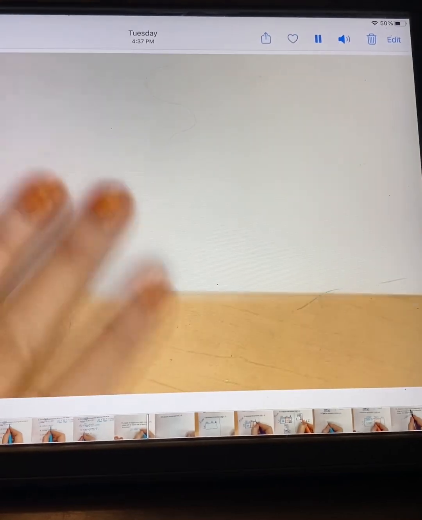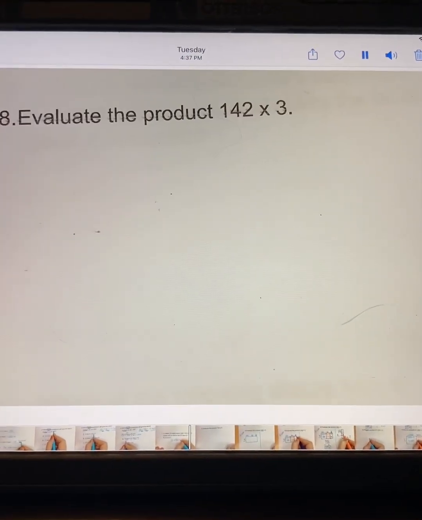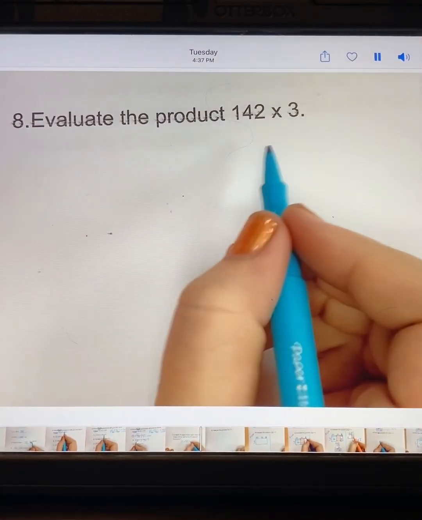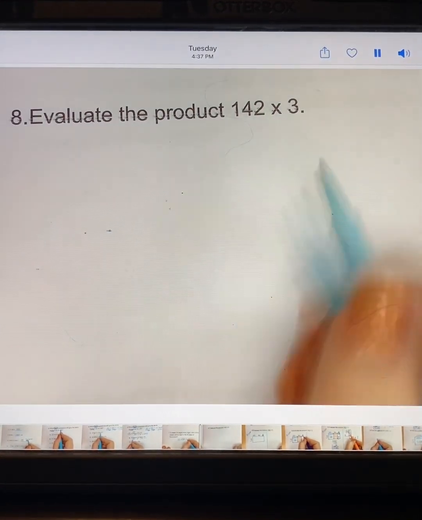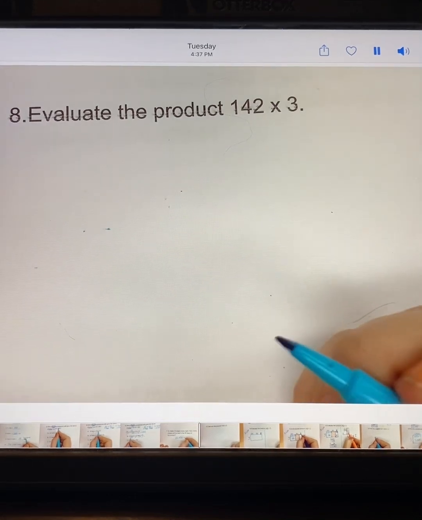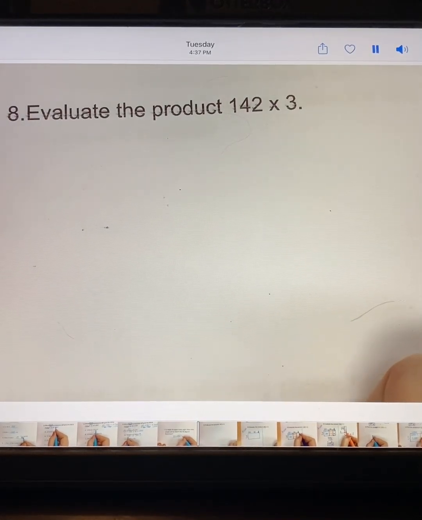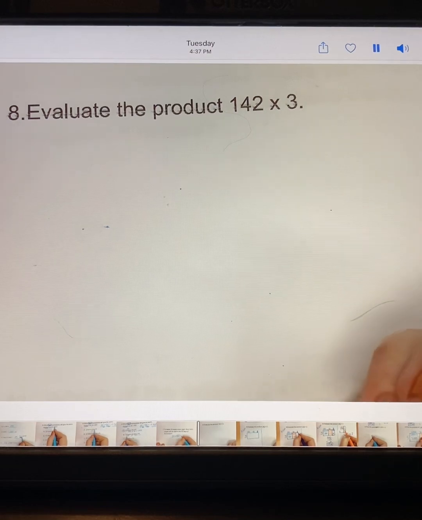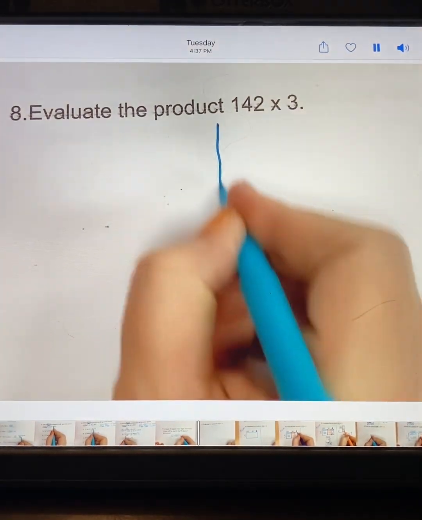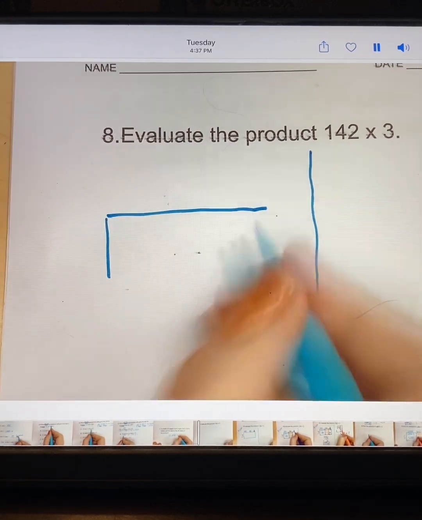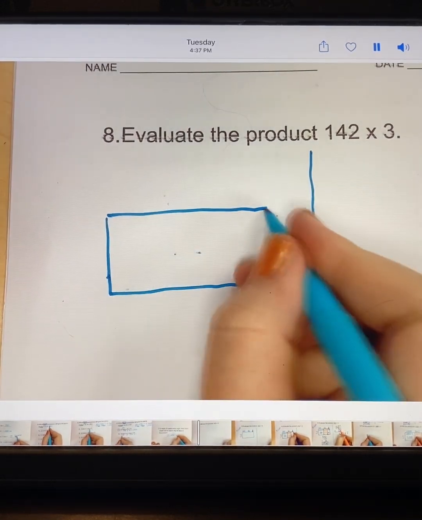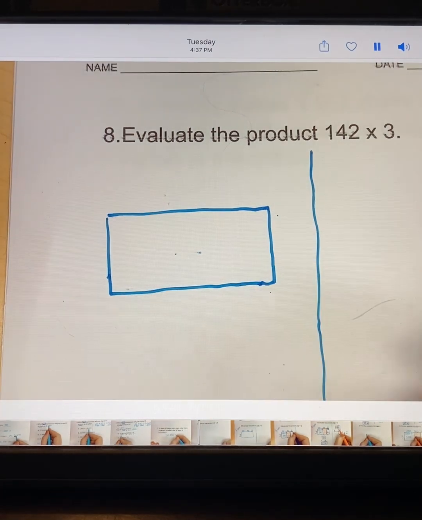Okay. Let's look at number 8. Evaluate the product. So the way we do multiplication in 4th grade, we do not use standard algorithm in 4th grade. We use partial product and area model. So I'm going to show you both of those ways. So with area model, it's just more visual for students, and it's where we like to start them off.